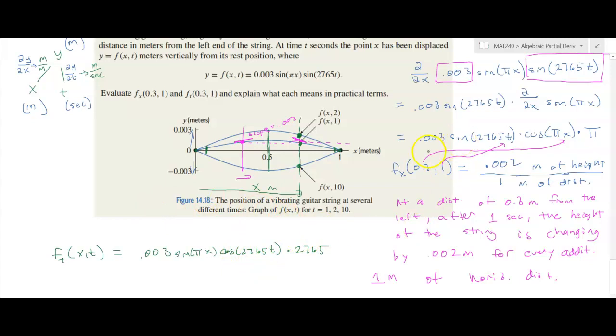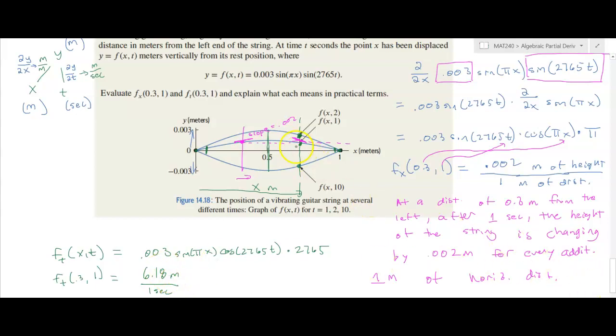And I should also point out that we have to be in radians here. The only time you're going to be in degrees is when the problem is explicitly in degrees. And now I can make my substitution. 0.3 meters of horizontal distance at time 1 will come out to 6.18. And we've already established that the derivative with respect to t will be in meters per second.